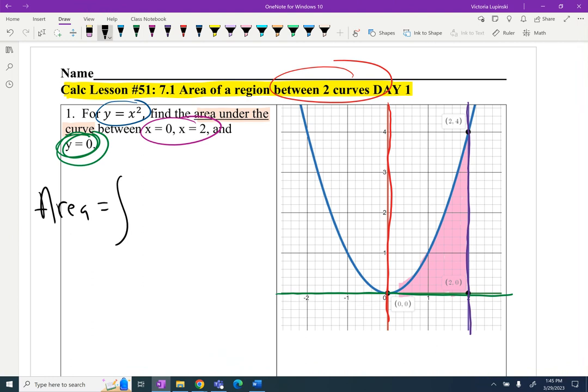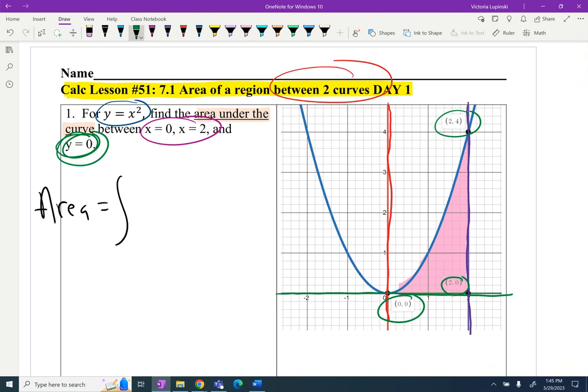Not only do you have to be able to graph these, even though I did it for you, you also have to be able to identify the points of intersection. So those points of intersection are shown to you. Here is one point of intersection, (0, 0). Here is the other point of intersection, (2, 0). And the third point of intersection, (2, 4). So that's where all four of the lines meet up.